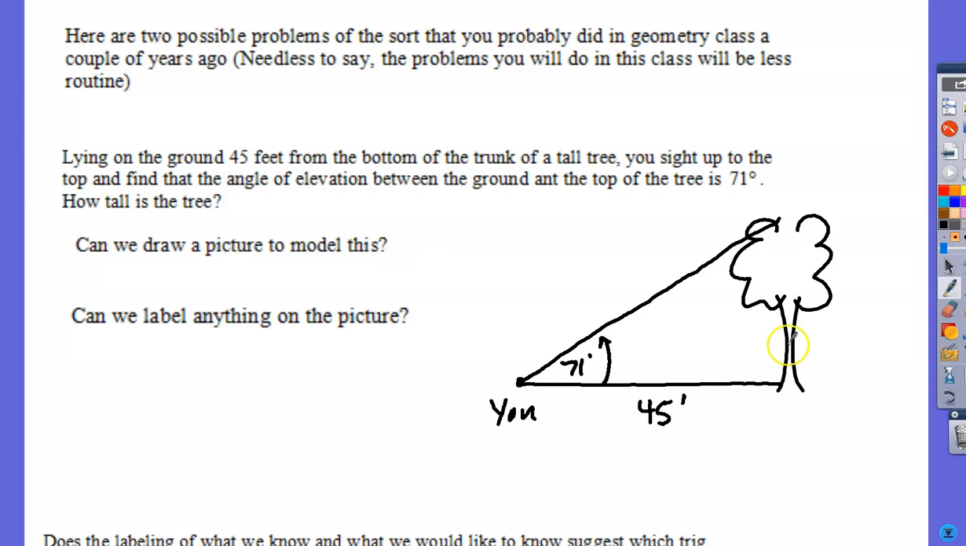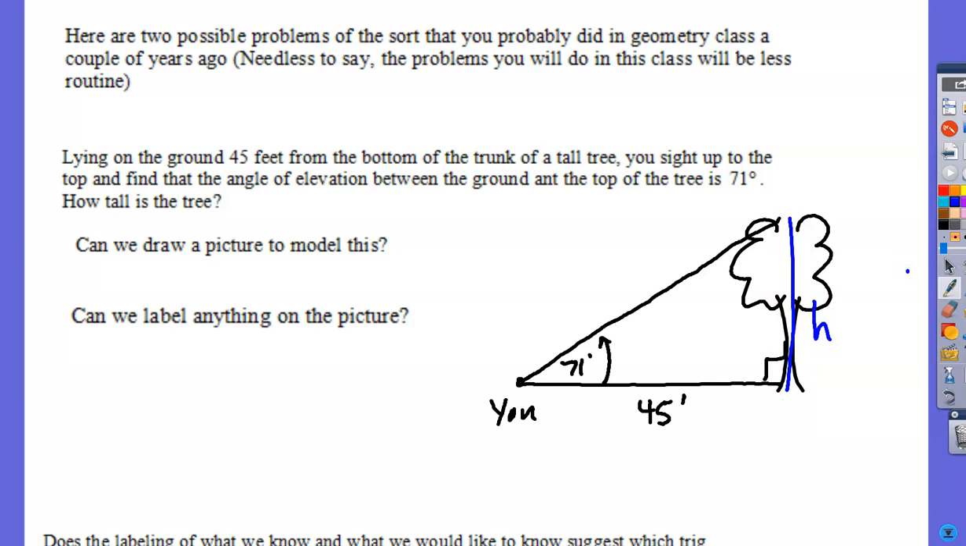Obviously, I'm already drawing a model. Can we label anything? I can't help myself. I always draw it. Okay. What do we want? How tall is the tree? Here's the height of the tree, which is this opposite side. So this is what we're going to be solving for. So I'm going to call this H.